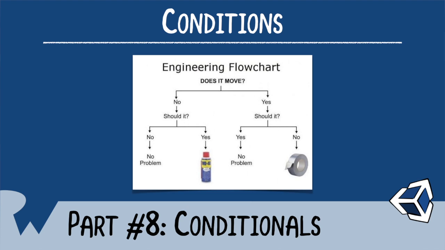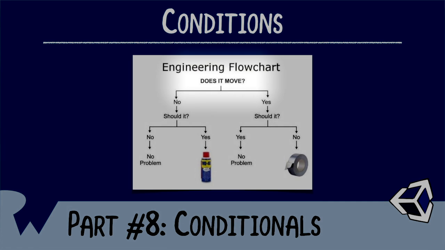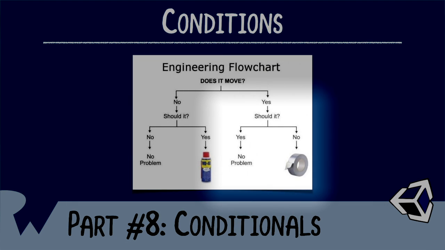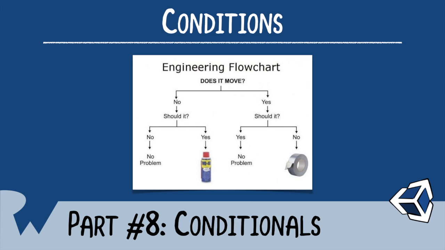Take a look at this funny engineering diagram. First, there is the question. Does it move? You have a choice. Yes or no. Saying yes poses a different question. Should it? Again, you have a simple question that is a binary choice. You can only answer yes or no, producing a result. In this case, a funny one. In C Sharp, we can do the same, and we do it through the use of if statements.